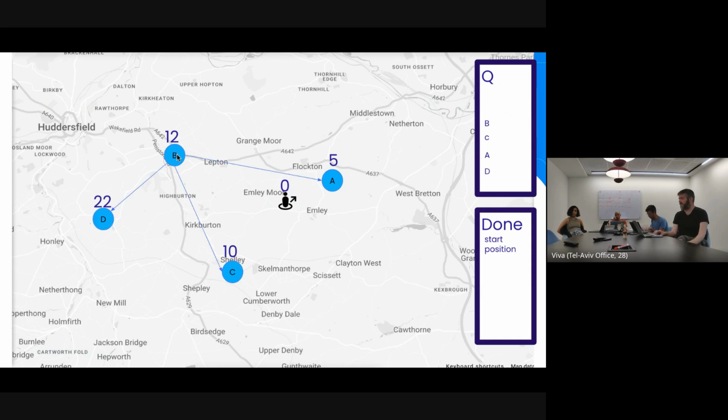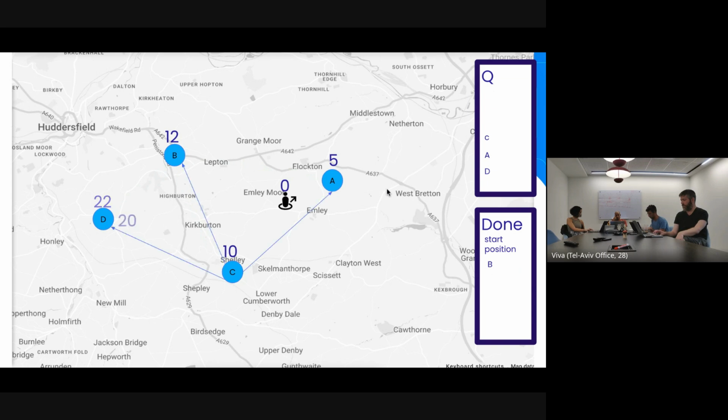Okay, let's say that we have 10 minutes by walking to here, so we ignore this because 12 plus 10 is bigger than 5, so we don't use this, and we don't use this. Now we get, let's say, also 10 here, so we added D to the queue, and we also added the 22 minutes to D. Okay, now we finish, we remove this B from here.